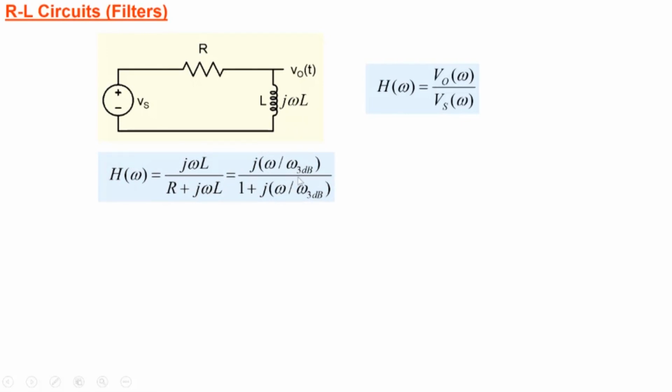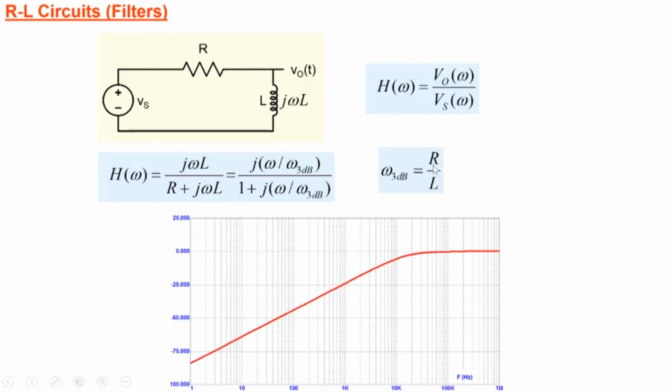We can cast it in this particular form, where omega 3 dB is R by L here, and this behavior is j omega by omega 3 dB over 1 plus j omega by omega 3 dB here. So this is in this particular form here. So this acts like a high pass filter. Now, does it make sense?